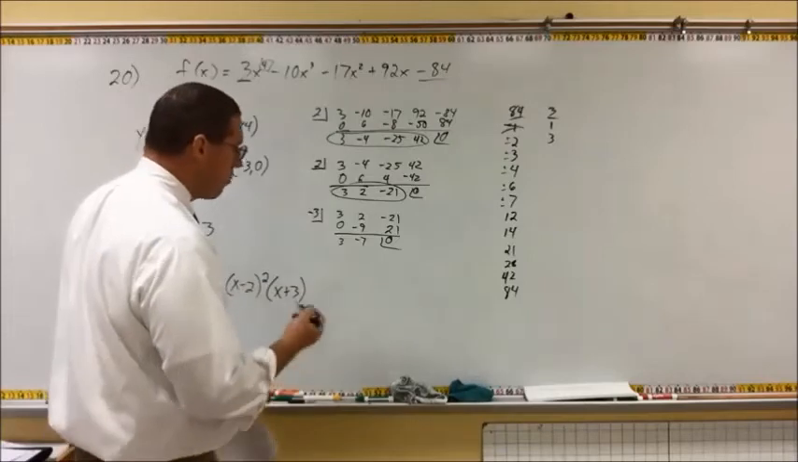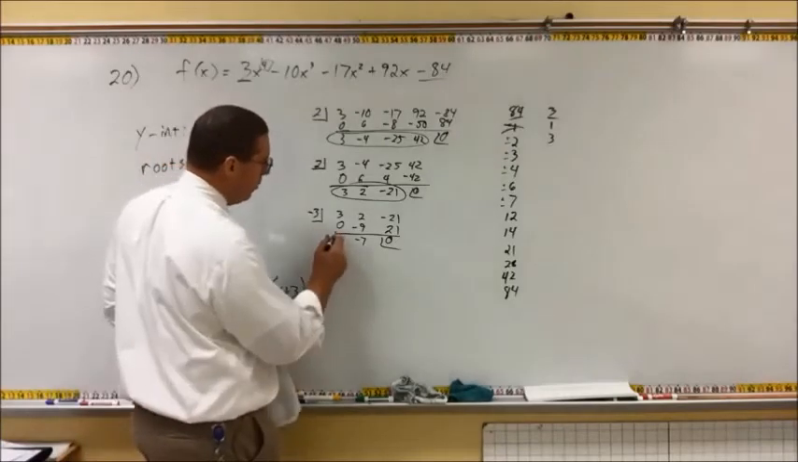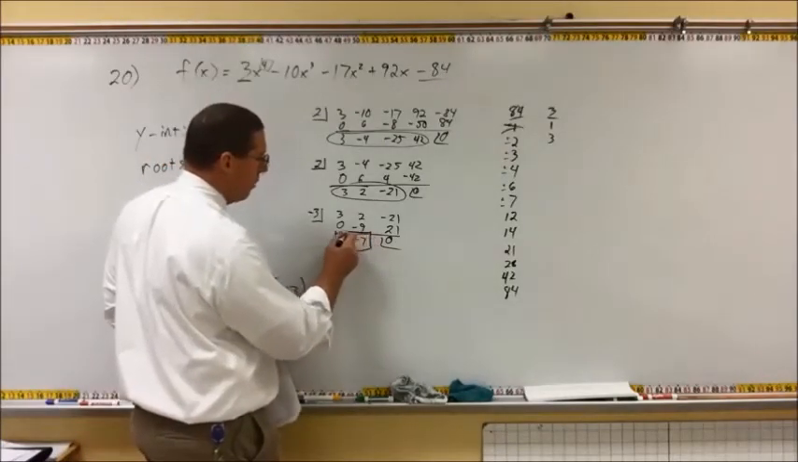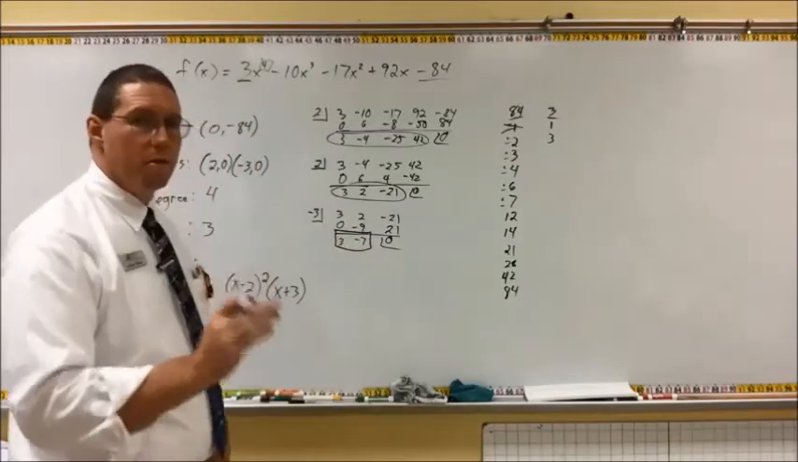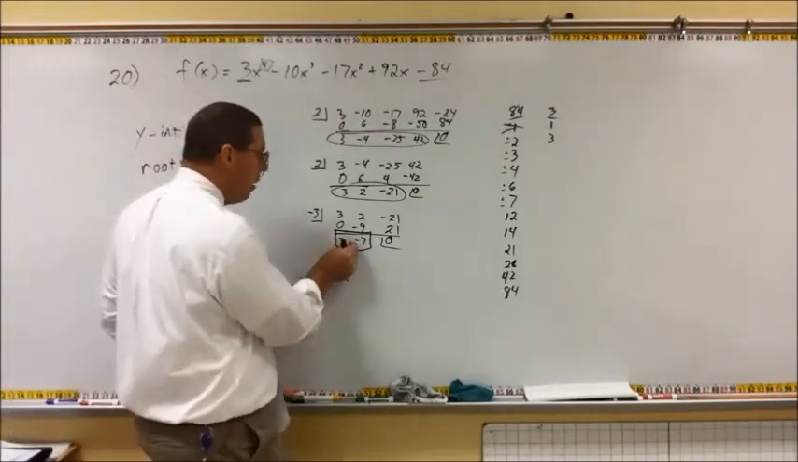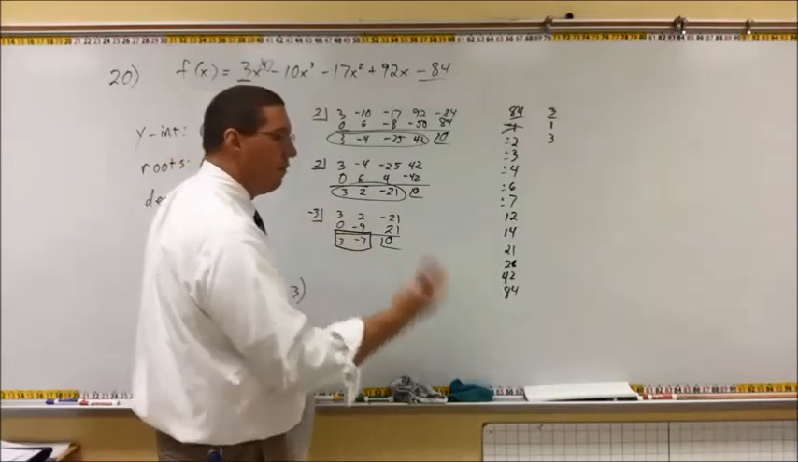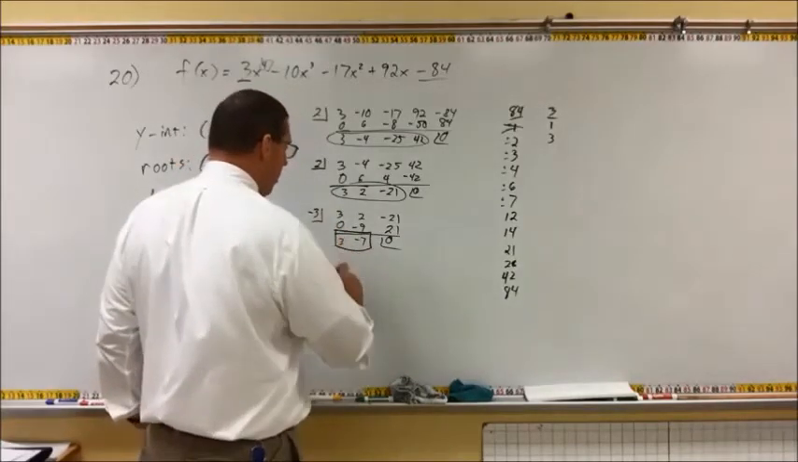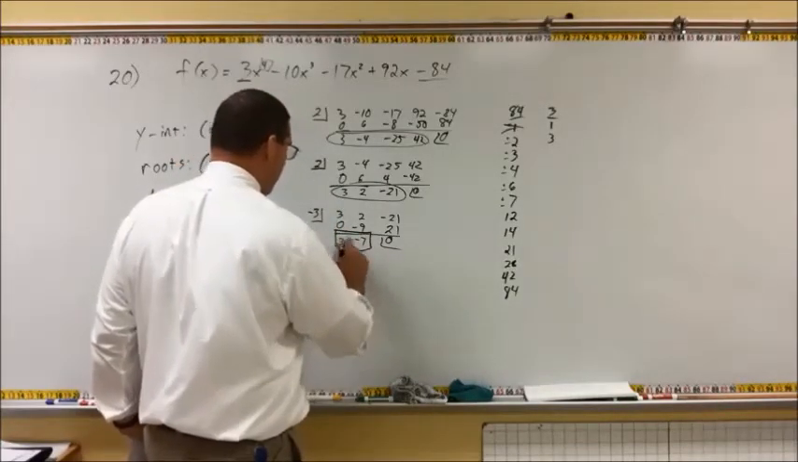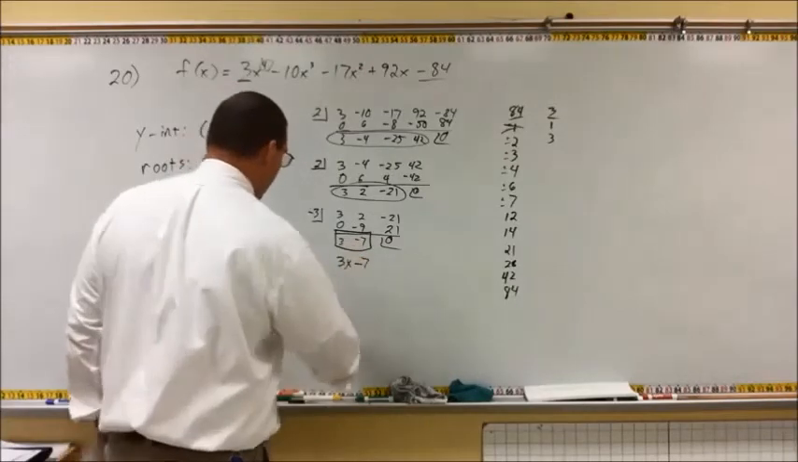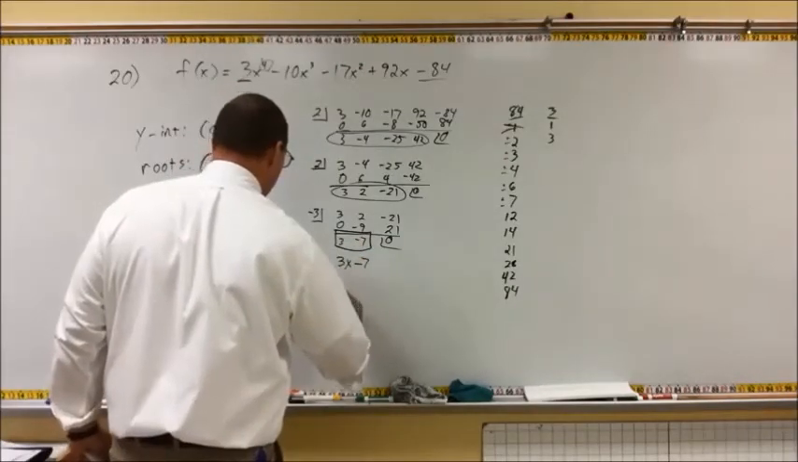And now, here's what I need you to notice. Look, now we're down to only 2 numbers down here. Once we're down to 2 numbers, we can stop doing synthetic division. These 2 numbers are our final factor. We put an x on this one, and we've got it. It's 3x minus 7. That's our factor. So here, we'll put 3x minus 7.